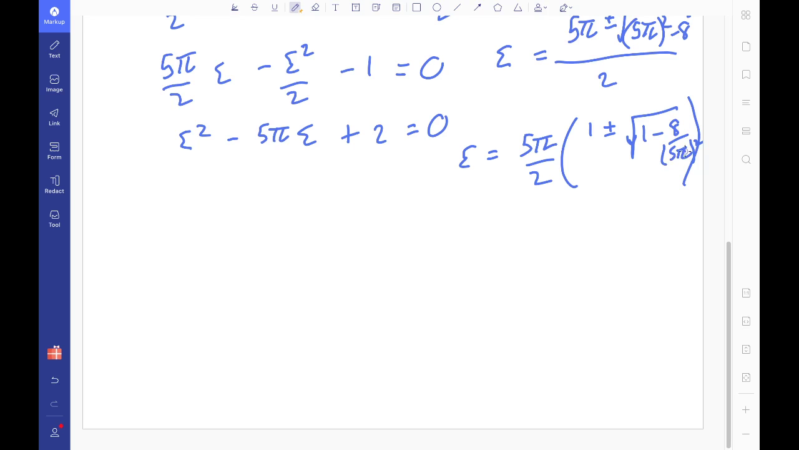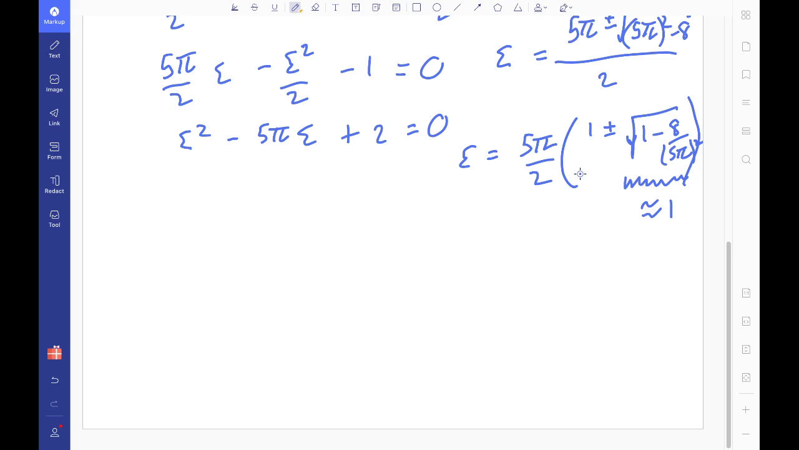So 5 pi is about 15, 15 squared is 225, so 8 over 225 is quite a small number. So I can say that this square root is approximately equal to, well, it's near 1. It's a little bit less than 1. So one of our solutions is actually a number close to 5 pi. And that's quite weird. Why would I get 1 plus 1? It's a number quite close to 5 pi.